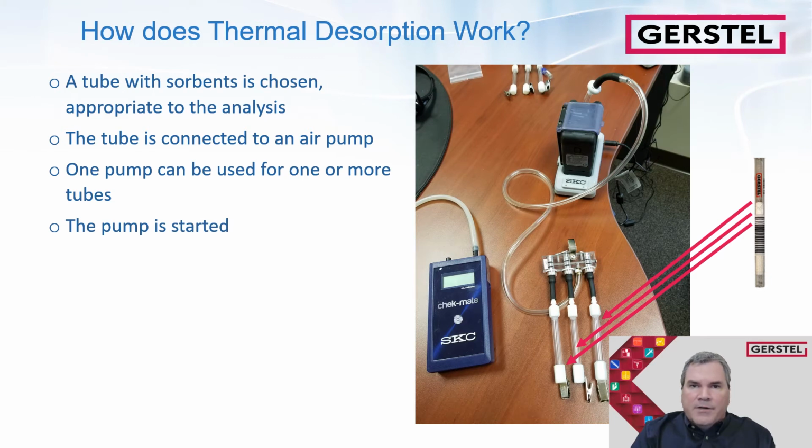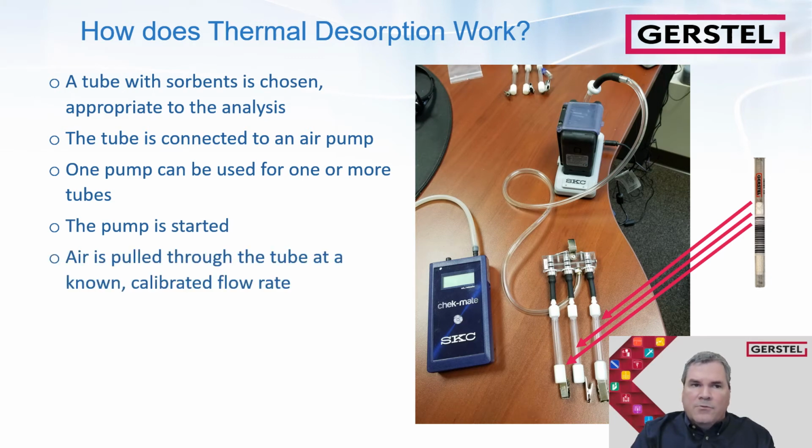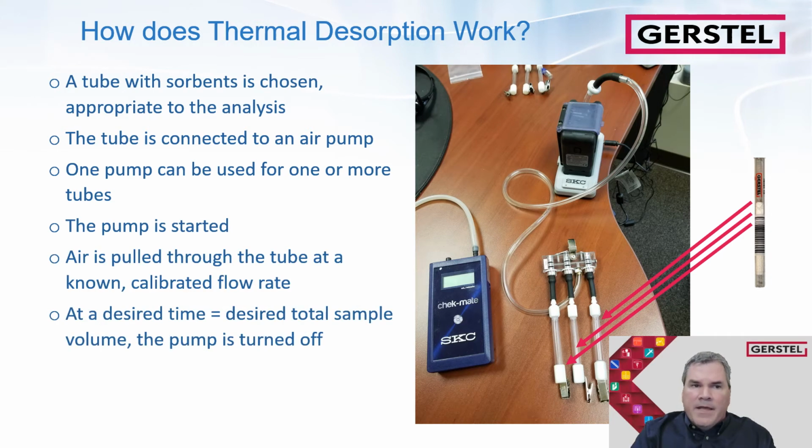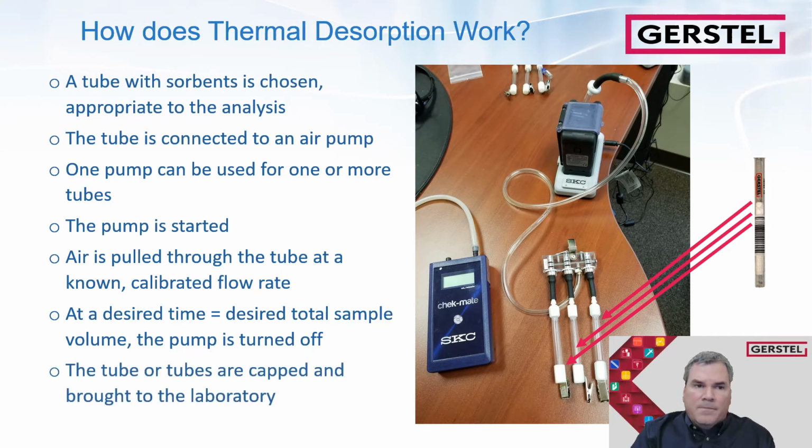The pump is started at a known time, air is pulled through the tube at a known calibrated flow rate, and at a desired time the pump is turned off, and thus we know the fixed volume of air that we've sampled. These pumps now have gotten very sophisticated. They record the start and stop time and the calculated volume all for you. It's very, very easy to do. So the tubes are then capped and carried off and brought to the laboratory. So what happens there?